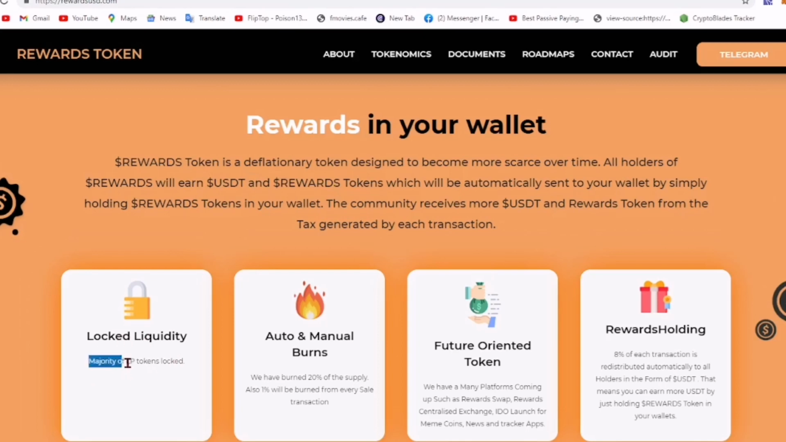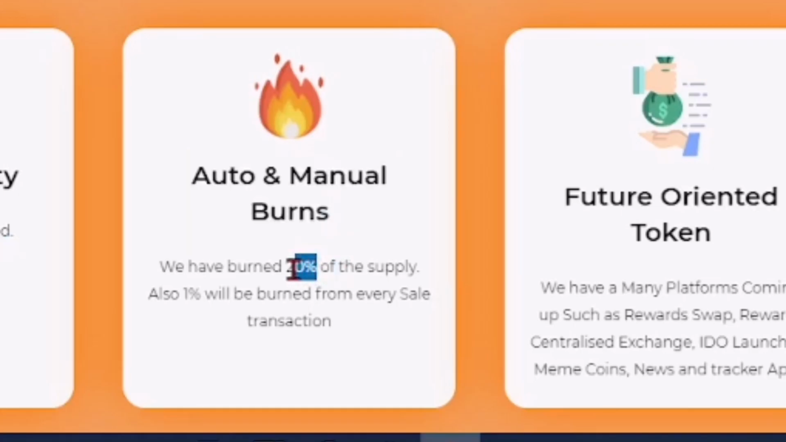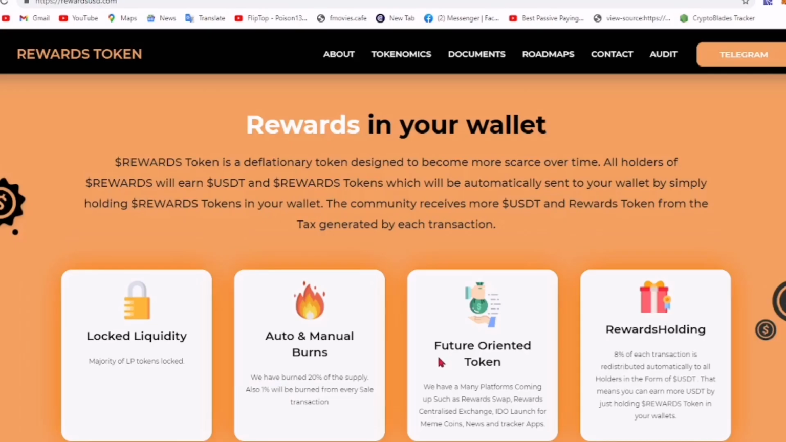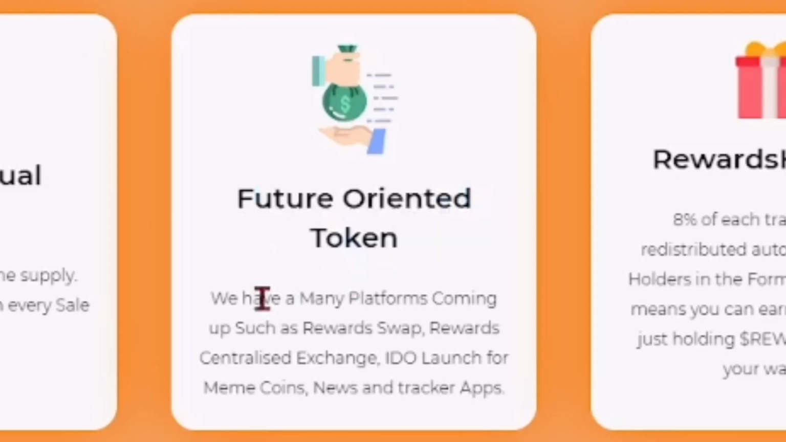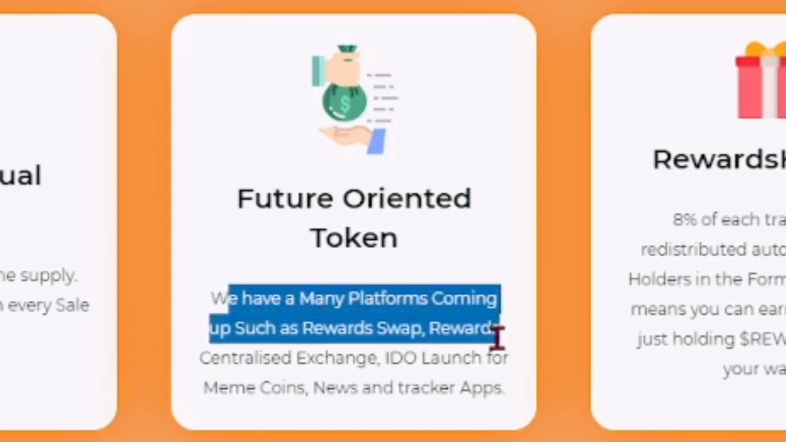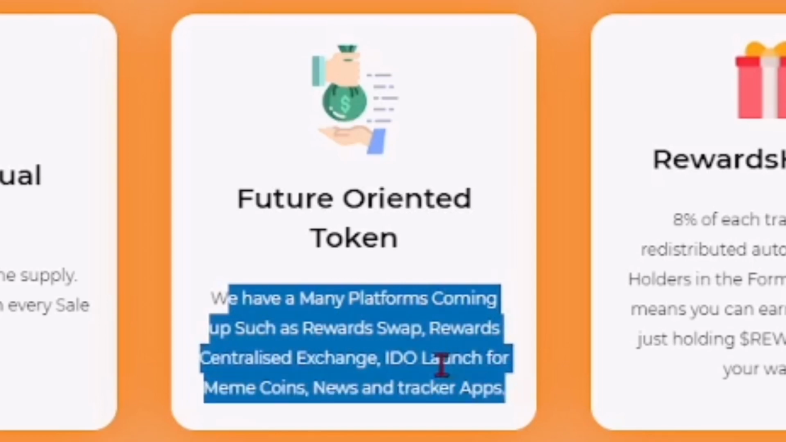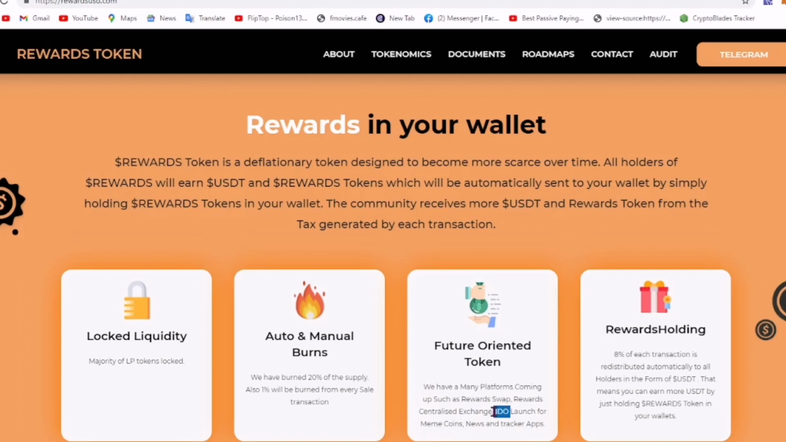Locked liquidity. The majority of the LP or liquidity pool tokens are already locked. There is an auto and manual burn. So 20% of the supply is already burned, and there is a 1% burn on every sale transaction. This is also a future-oriented token, meaning they have many platforms coming up such as RewardSwap, a Reward centralized exchange, an IDO launch for meme coins, news, and tracker apps. IDO means initial DeFi offer. Okay, that is their plan.